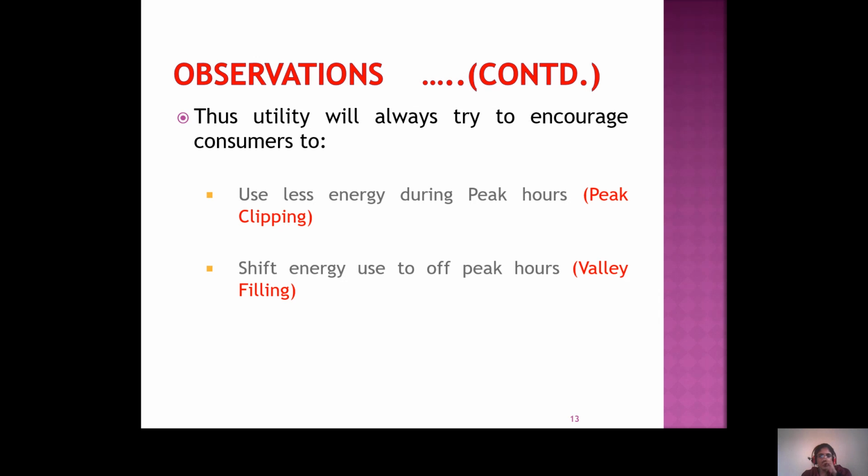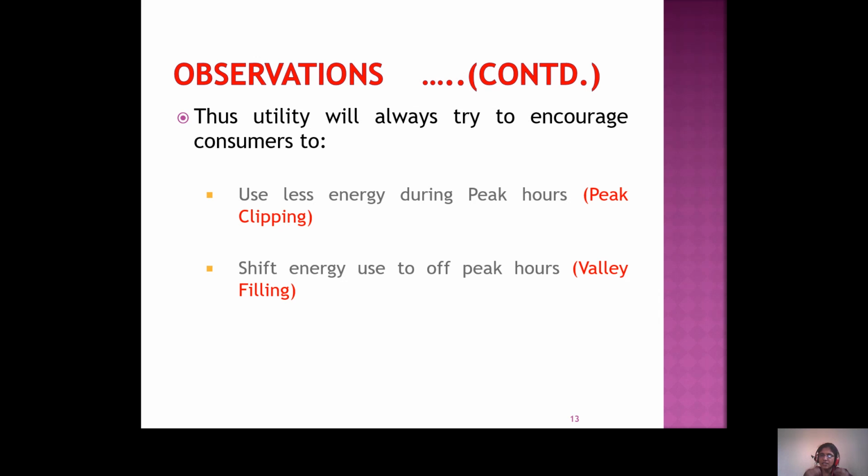So the utility will always try to encourage the consumers to use less energy during peak hours, peak clipping, and shift energy use to off-peak, that is valley filling. You have to give the awareness, because power comes from renewable and non-renewable sources, and so much demand will be there, from agriculture, from industry, and from domestic purposes.